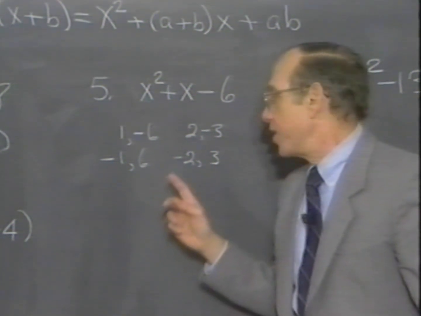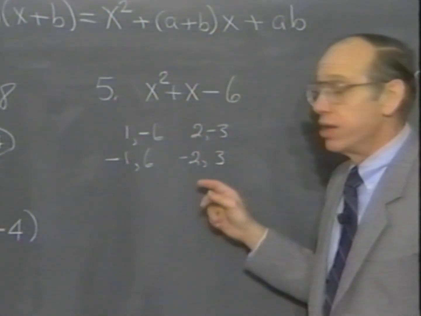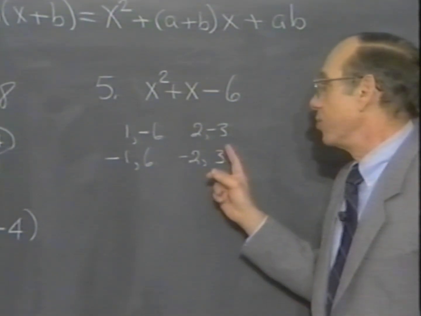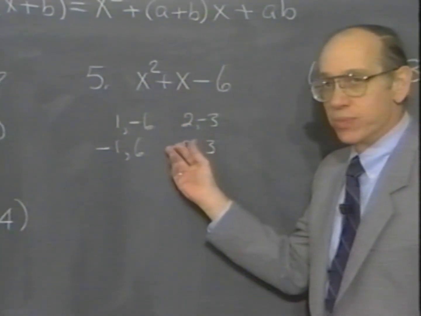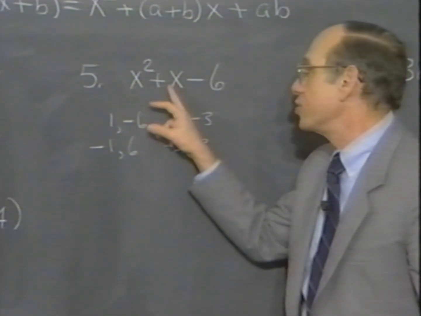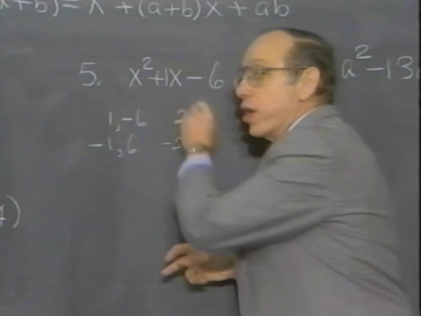Are there any others? Well, let's see. I could have 3 and minus 2, but that's really the same as minus 2 and 3. So I think we've got them all. And we're going to take a look at these and see which pair has the property that when you take the sum of the two numbers, you get this number over here, which, remember, we understand to be 1.